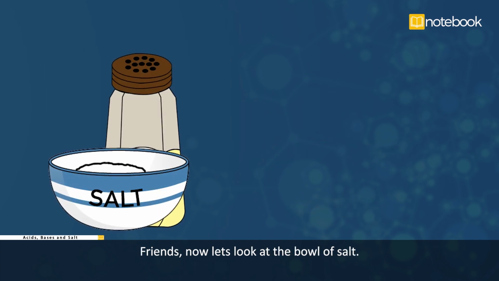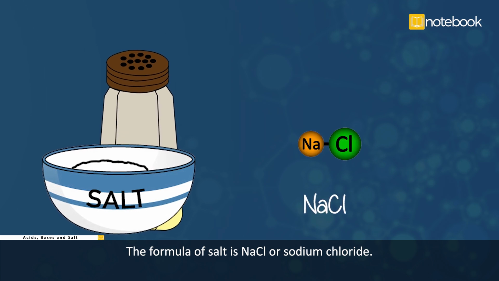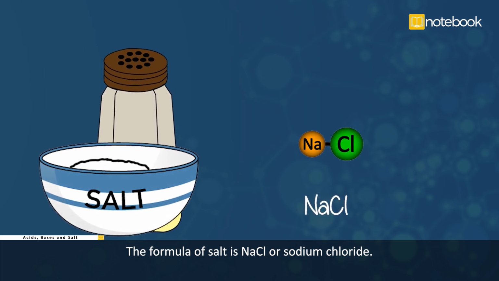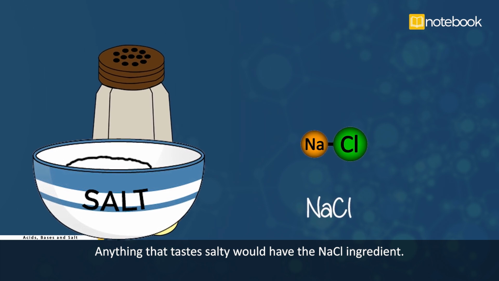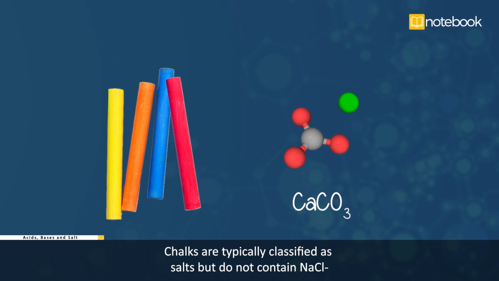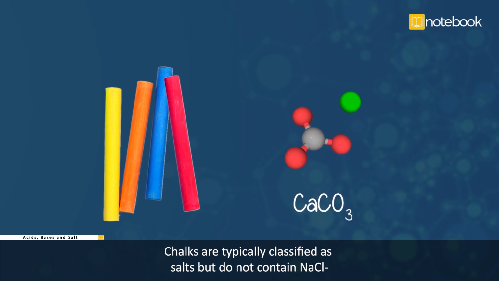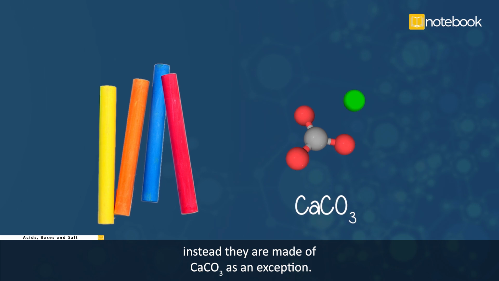Friends, now let's look at the bowl of salt. The formula of salt is NaCl or sodium chloride. Anything that tastes salty would have the NaCl ingredient. Chalks are typically classified as salts but do not contain NaCl. Instead, they are made of CaCO3.